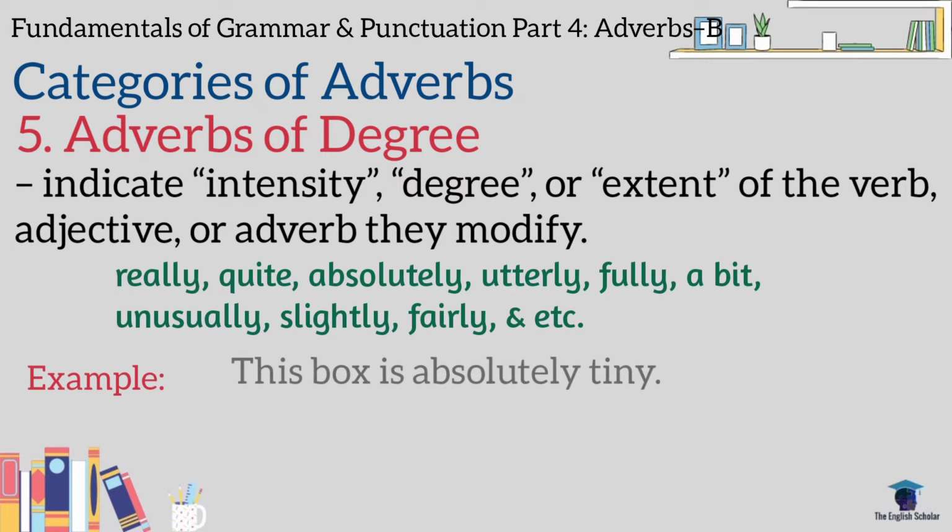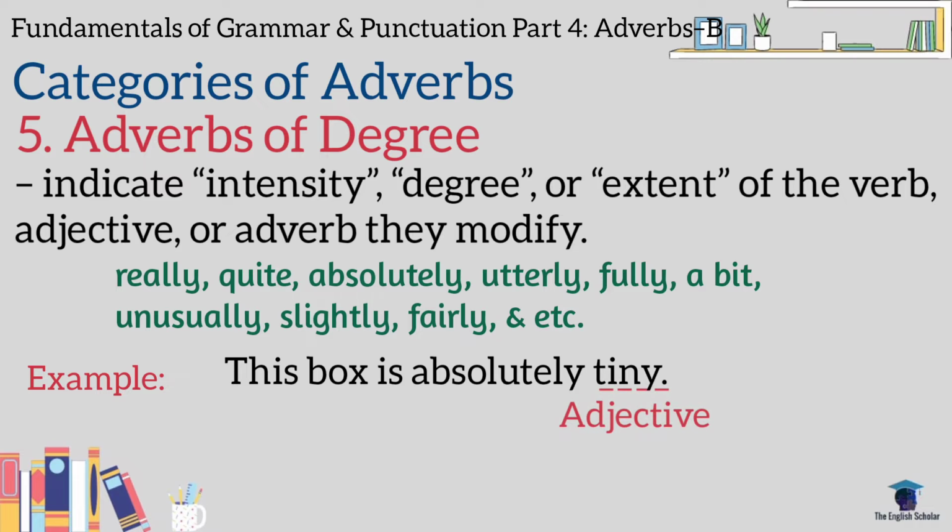For example, this box is absolutely tiny. The word tiny here is an adjective, and it is used to describe the box. And if we notice that before the word tiny, there is the word absolutely, an adverb which is used to tell us how tiny the box is. While the adjective is used to describe the noun, the adverb here is used to tell us the degree of our adjective.